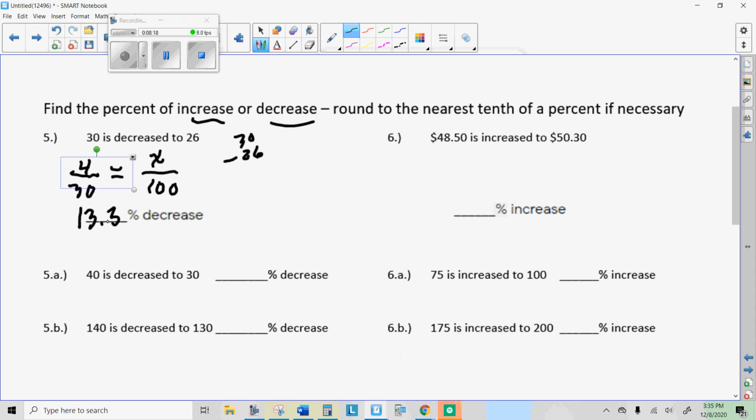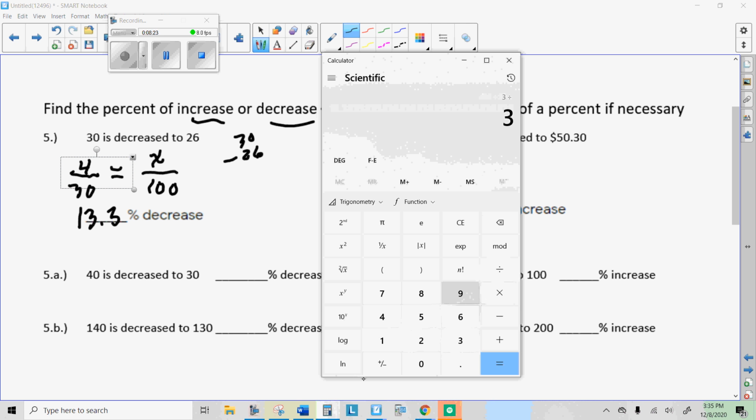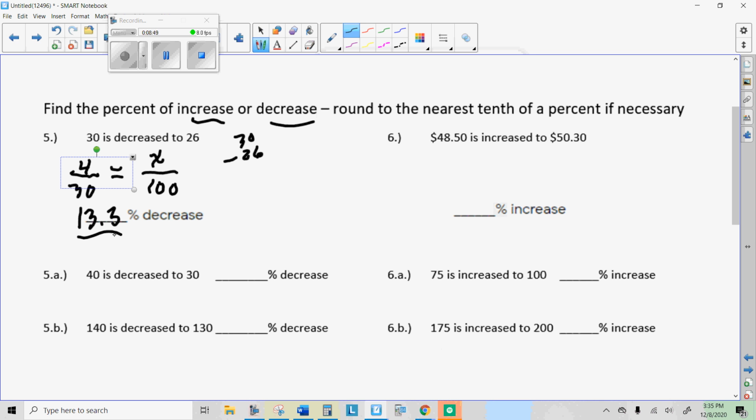Now, if you want a little bit of a shortcut on that, this is the way I would do it. I would just do 4 divided by 30. And then you can just multiply by 100 in your head, move the decimal over 2 places. That gives you 13.3, or multiply that by 100 on your calculator if you want.